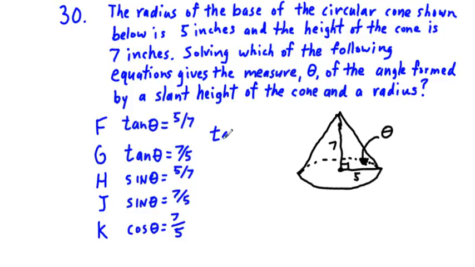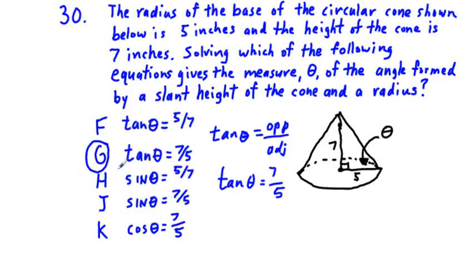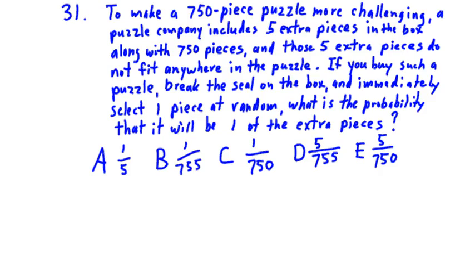So tangent theta equals opposite over adjacent. In this case, you have the tangent of this theta, and your opposite is 7 over 5. And so your correct answer to this is G. You pre-calculus students of mine, we're going to go over this later this year.